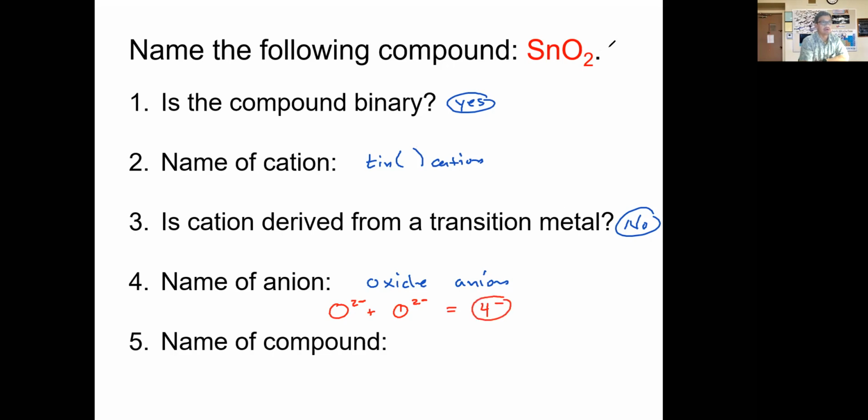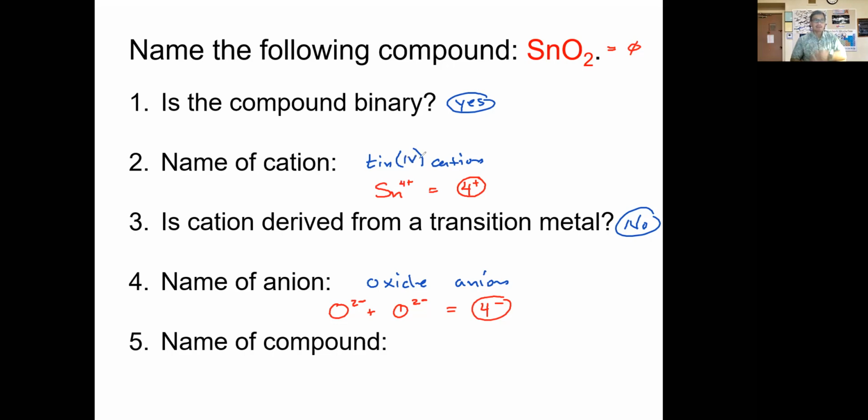Again, we have to remember that all ionic compounds have to have a neutral charge. And here we see that we only have one tin ion in this one. And so that one tin ion must be able to cancel out these 4 negative charges, so it must have a 4 positive charge. So this is going to be the tin 4 plus ion, and we're going to include the Roman numeral 4 in that one.